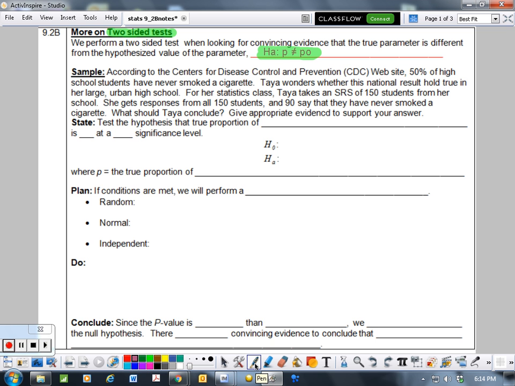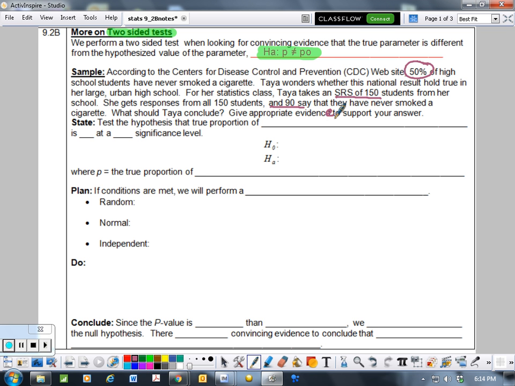So according to the Centers for Disease Control and Prevention, the CDC website, 50% of high school students have never smoked a cigarette. Taya wonders whether this national result holds true in her large urban high school. For her stats class, Taya takes an SRS of 150 students from her school. She gets responses from all 150 students, and 90 say that they have never smoked a cigarette. What should Taya conclude? Give appropriate evidence to support your answer.